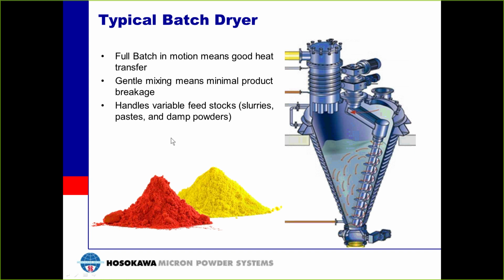Another good thing with batch dryers is that they can handle variable feedstocks. So you can feed in slurries, pastes, and damp powders, and you might change the time that you need to process, but it's not going to change the way the machine operates. The machine will operate the same. It'll dry your powder. You won't have any problems, and this can be a real advantage.